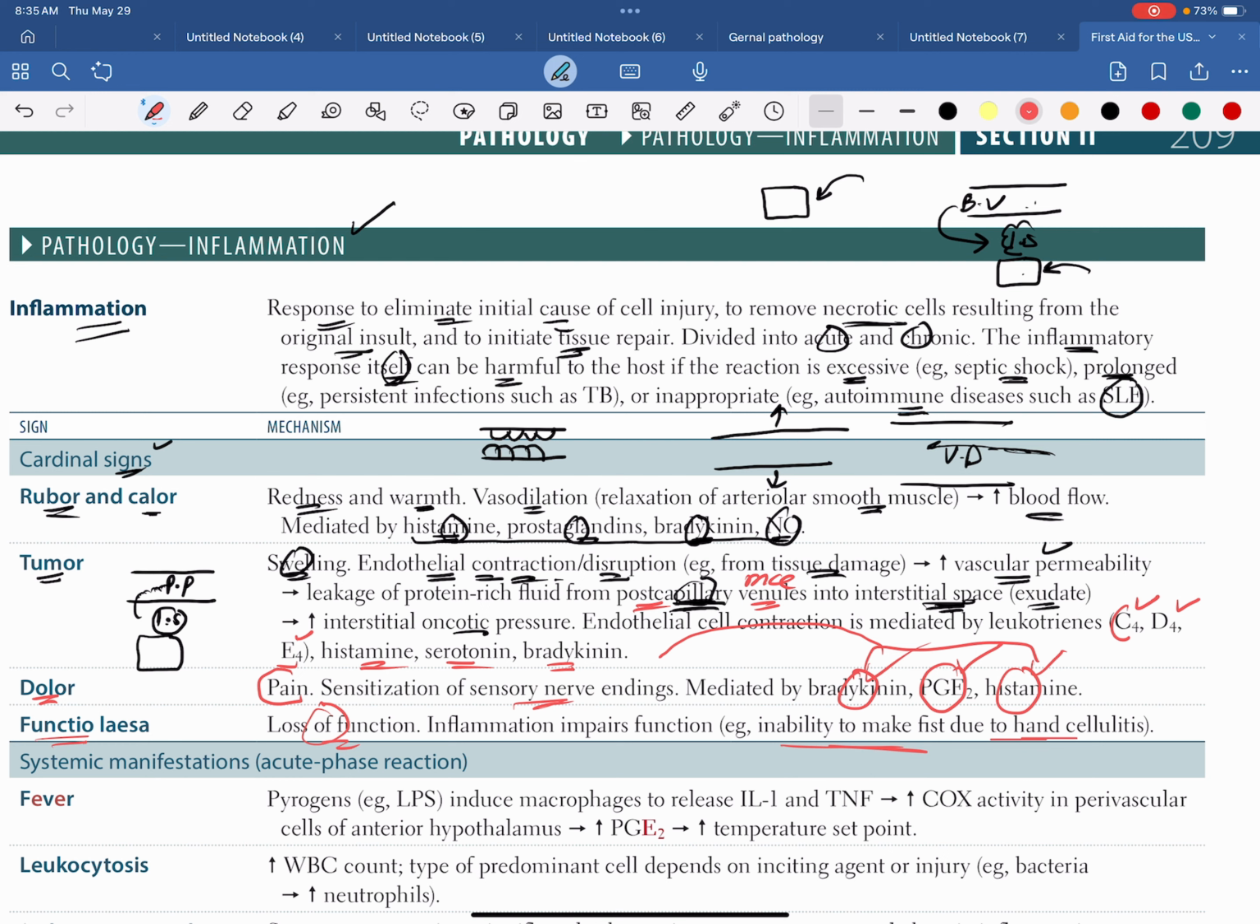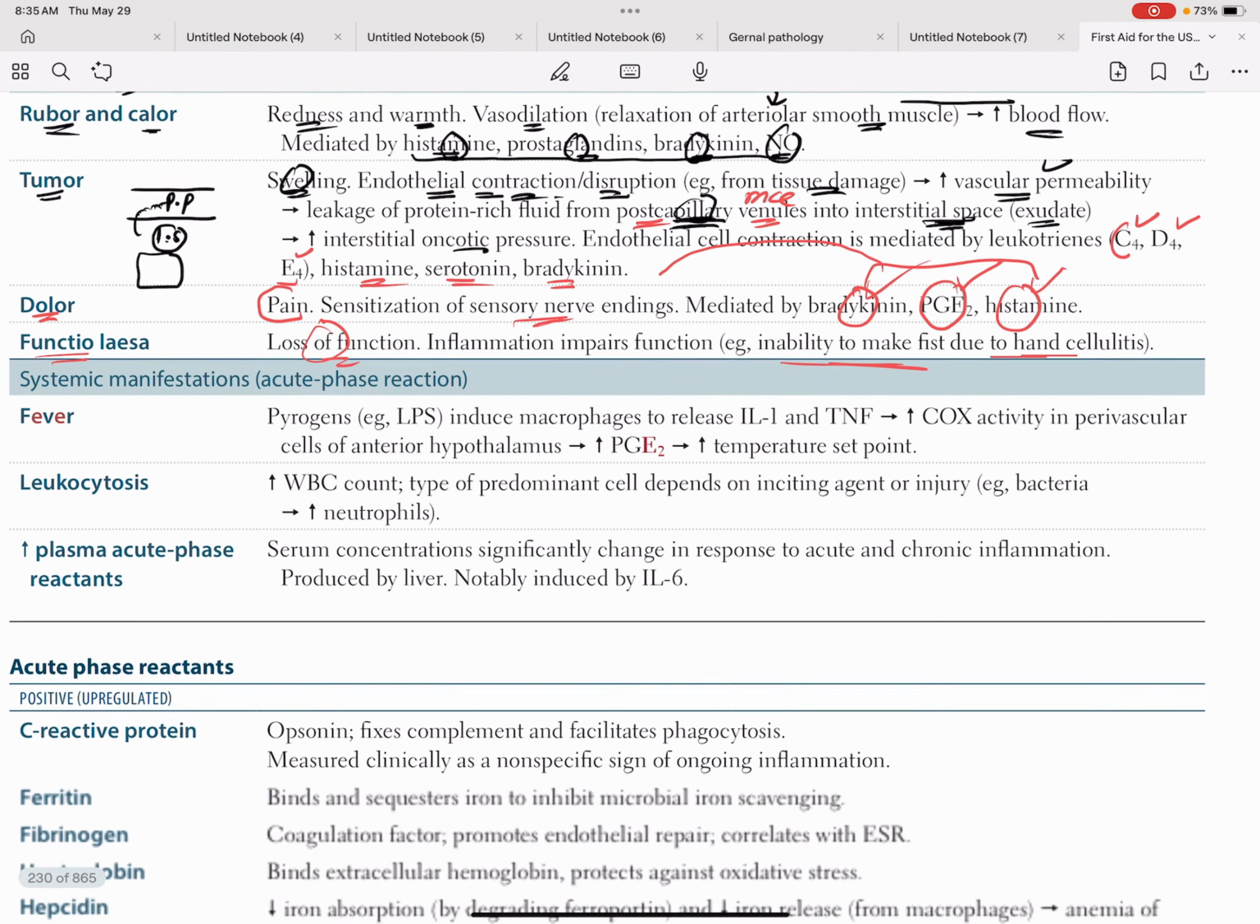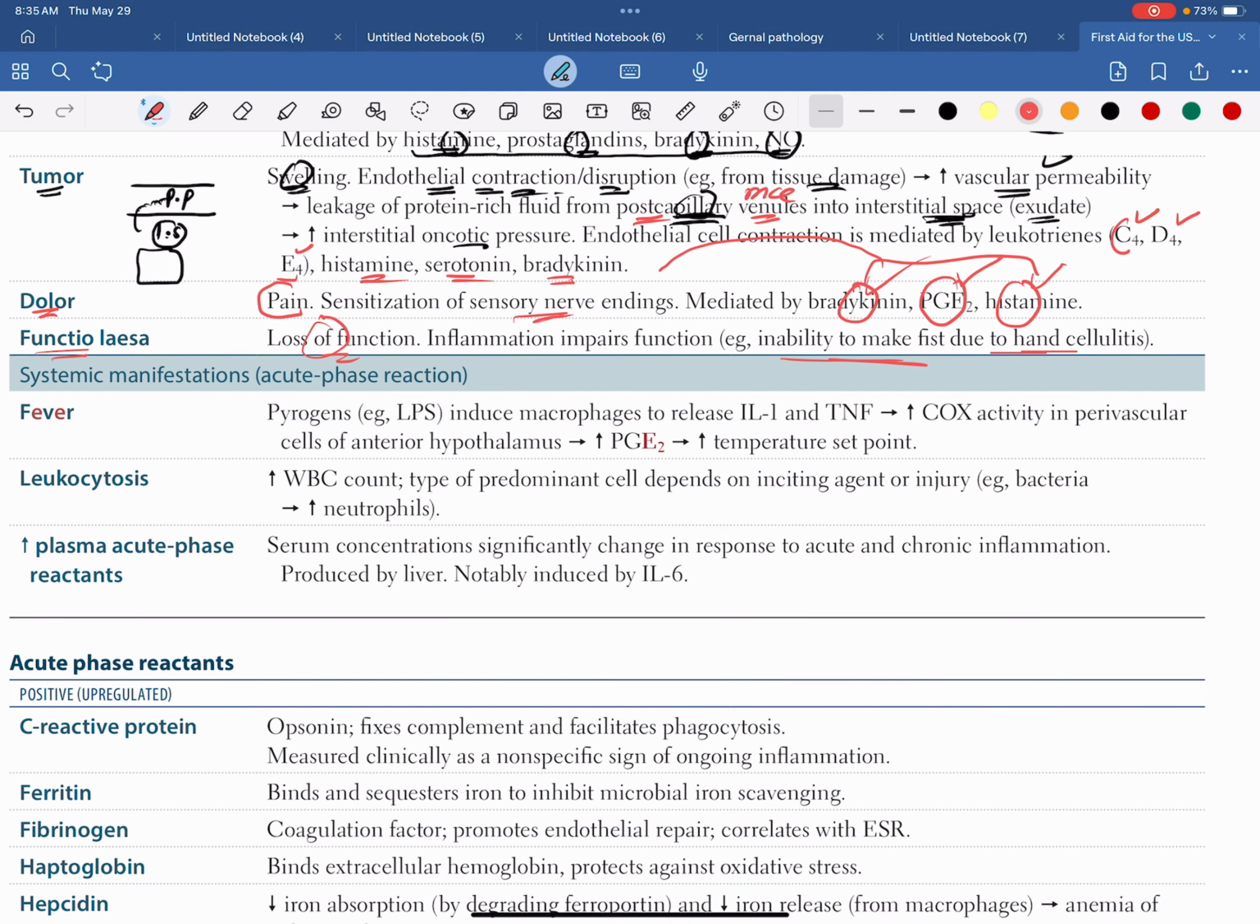Then after that we are going to discuss the systemic manifestations that are produced during inflammation. First of all, everyone knows that when inflammation occurs in our body, the person will feel fever, and in the exam they will ask you what is the mechanism, how the fever is produced in inflammation. Fever is basically a systemic manifestation produced during inflammation. So what is the mechanism?